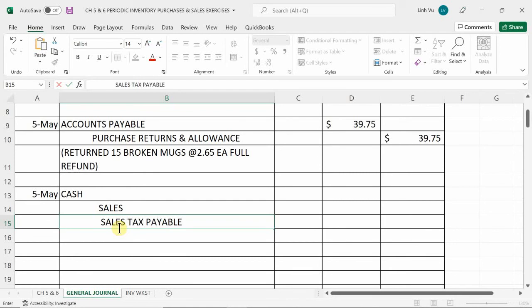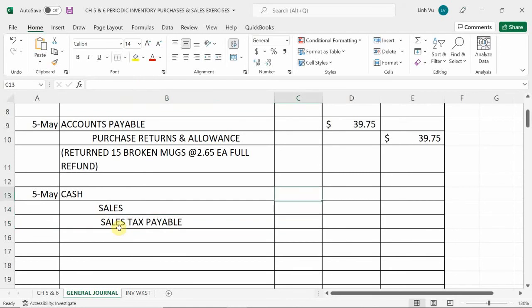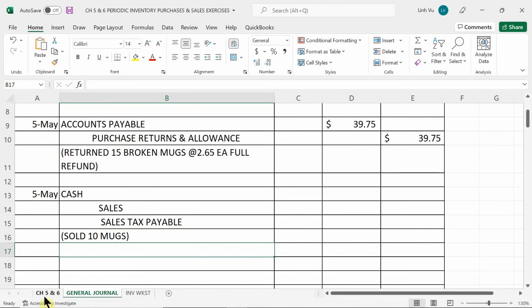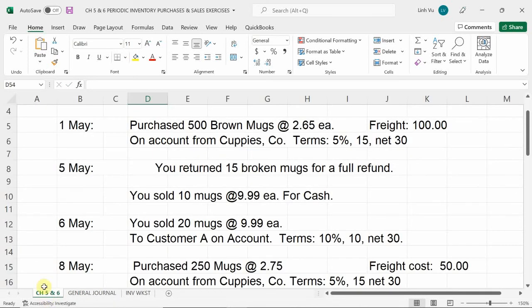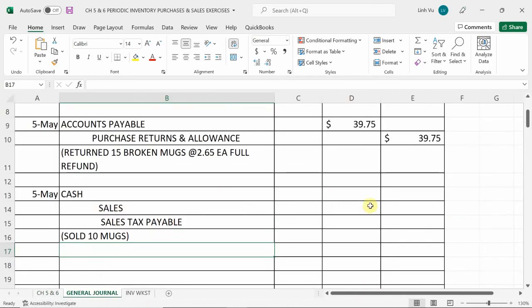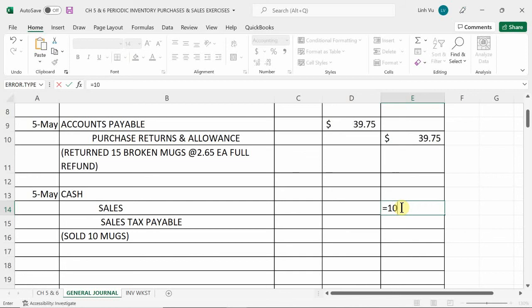Good. Okay. So in this case, I sold, let me make a note here so you guys can remember, I sold 10 mugs. We sold 10 mugs for cash, but we don't need to specify that we got cash out of it because we have a cash account. Now, each cup I sold was $9.99 each. So in this case, what was my total sales, if I sold 10 cups at $9.99 each?